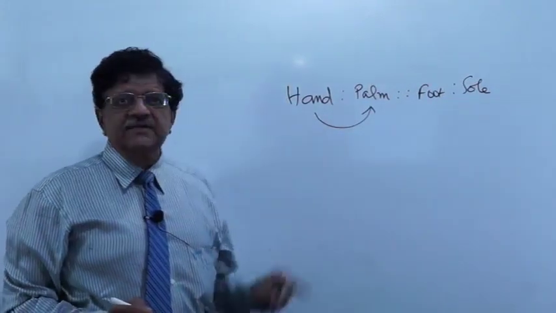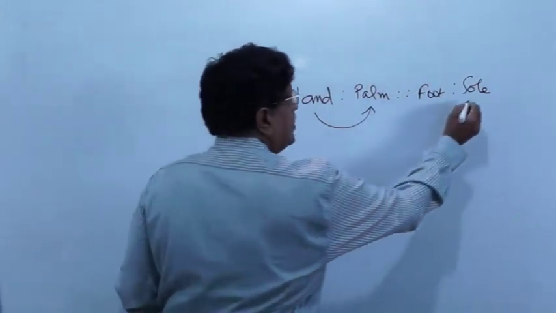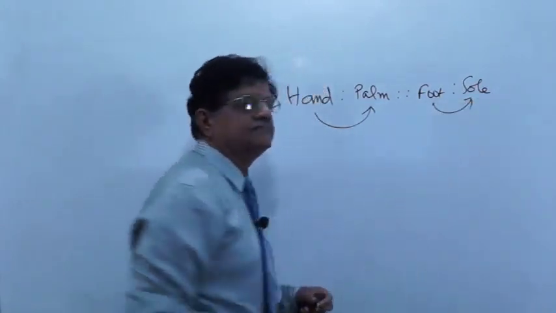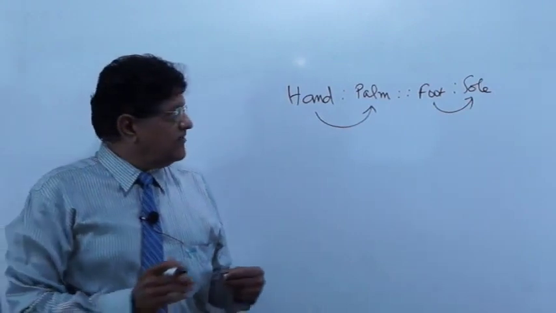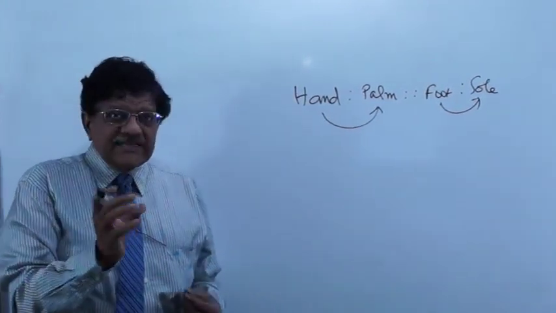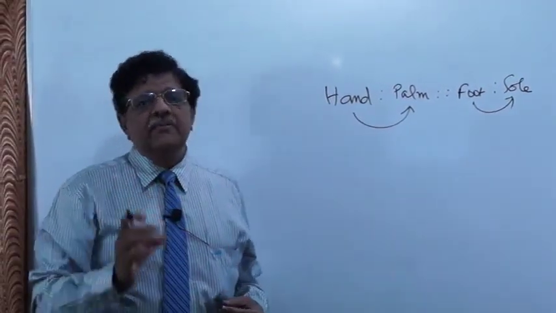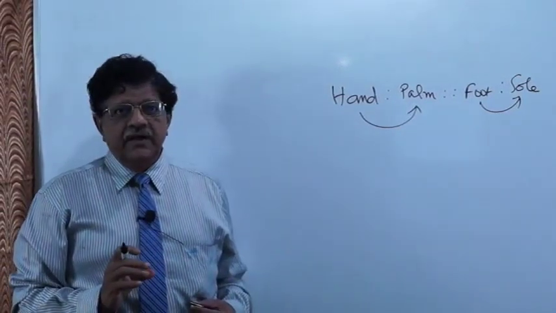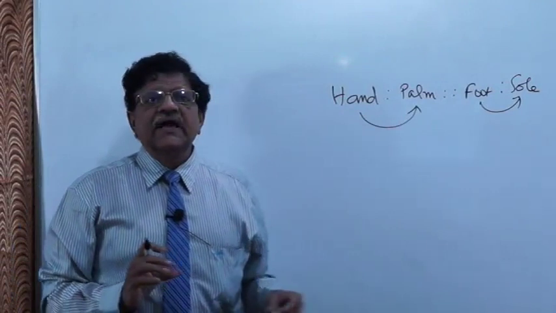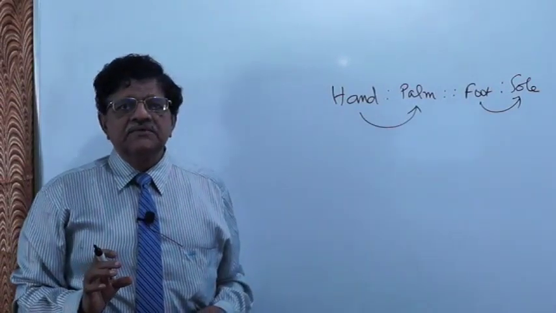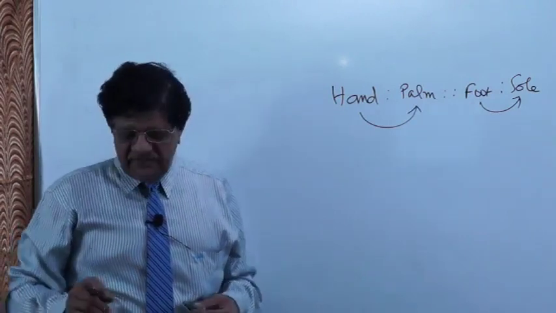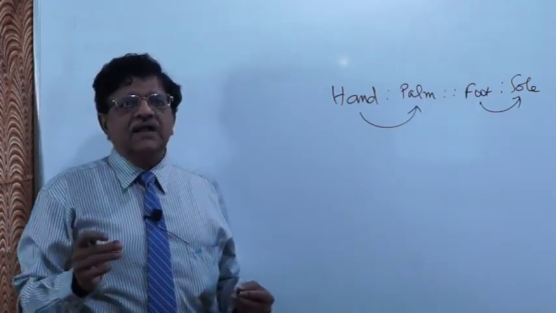The palm is the inner surface of the hand. Similarly, the inner surface of the foot. Now, we are comparing one aspect of the relationship between palm and the hand. Hand and foot, they are not the same. They are not exactly similar. Hand is hand and foot is foot. We use hand to write, we use foot to walk. They are not the same.